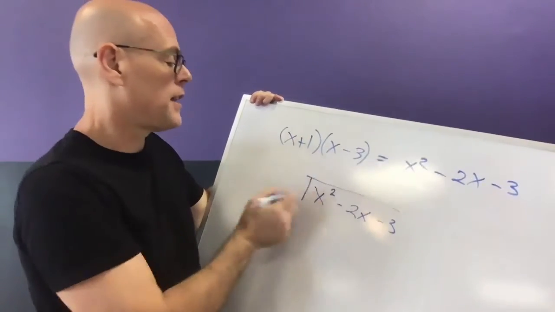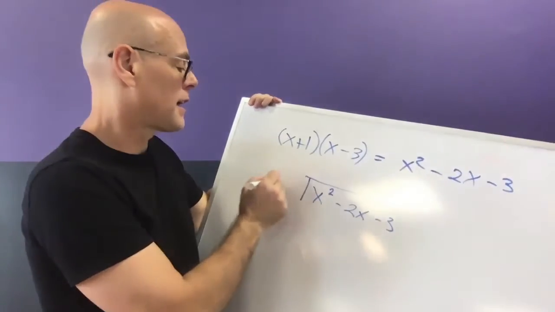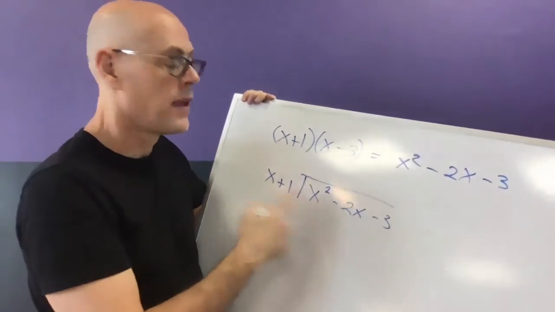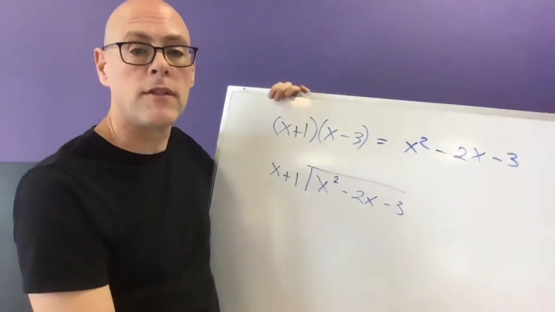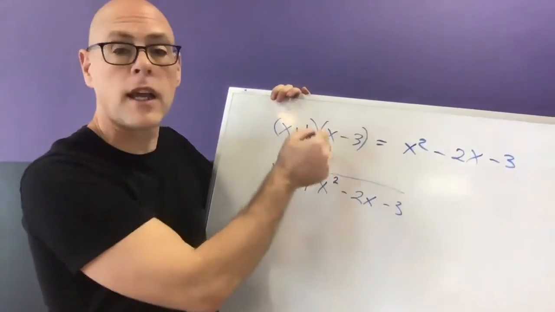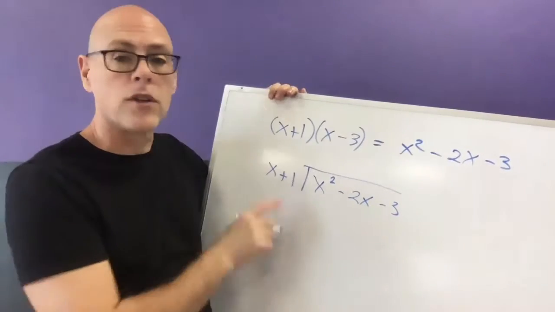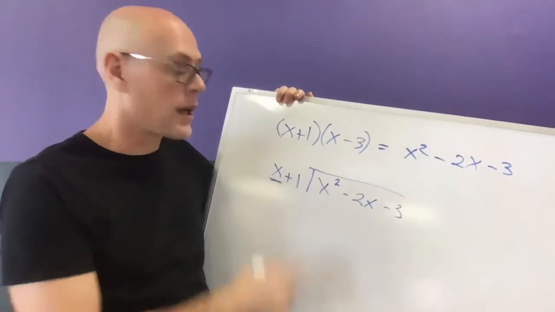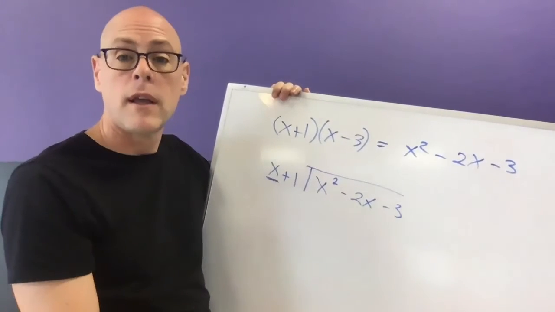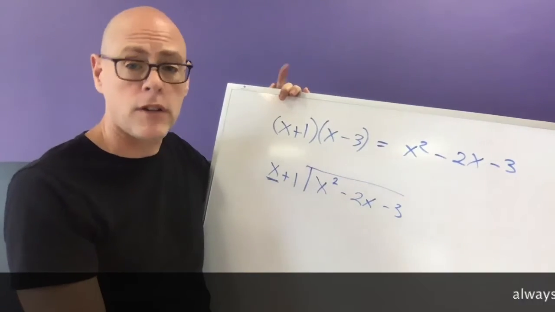And I divide that by, say, x plus 1. Then what should I get? Well, since multiplication and division are inverses, I should get x minus 3, correct? So we're going to focus on the x's, right? We're not going to worry so much about this 1, and everything will work itself out in the end. Trust me on this one.